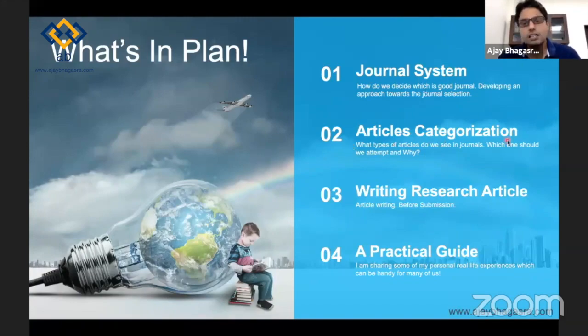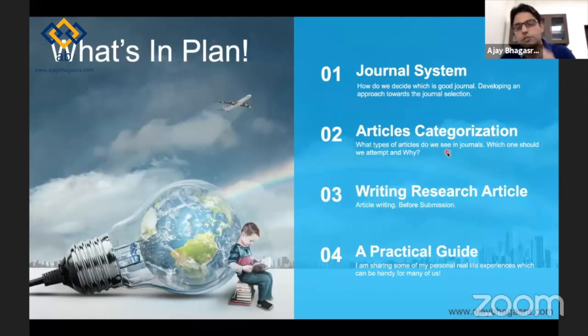Second is article categorization. I would like to discuss with you how many types of articles we see in journals. As authors, we are academic authors, more into fundamental research and less into action research. So for someone doing fundamental research, what kind of articles do you usually see being published in these journals? This is what we will try to touch upon, following the journal system understanding.